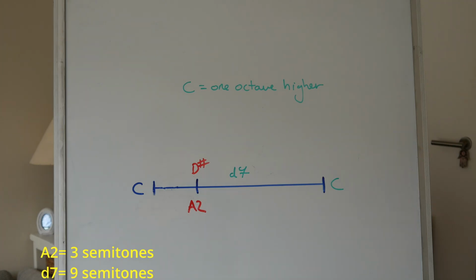We start down here on C, then go up an augmented second to D sharp, and this flips into a diminished seventh interval from D sharp to C, enharmonically equivalent to a major sixth.